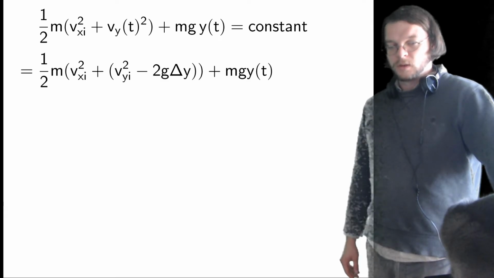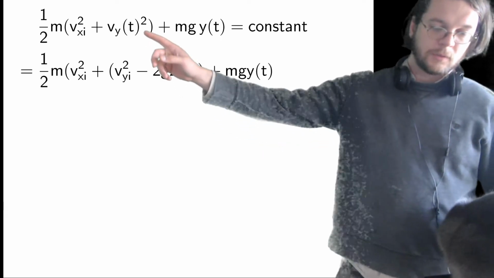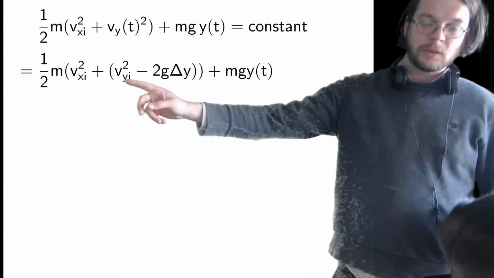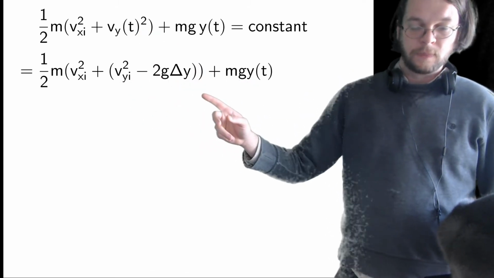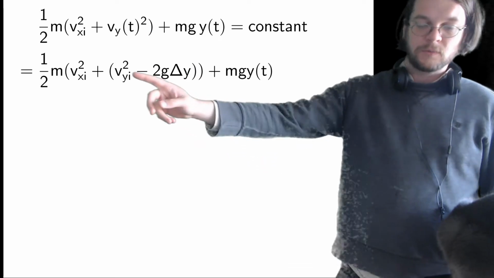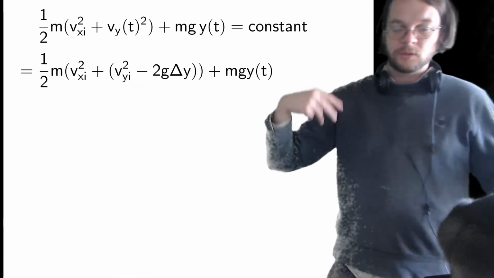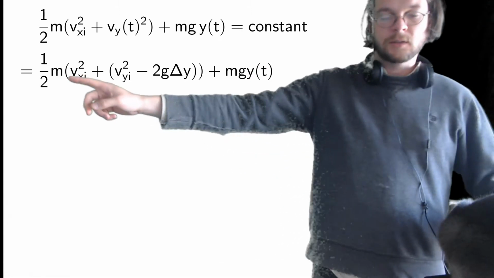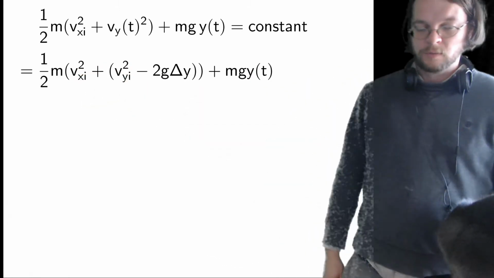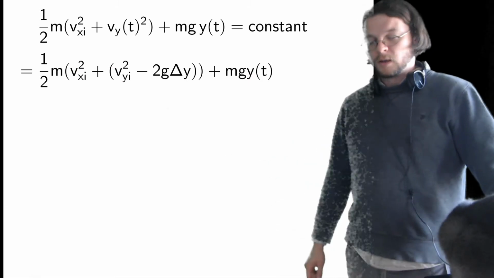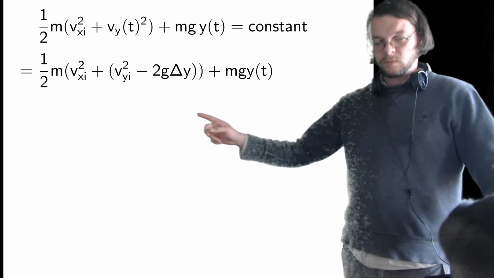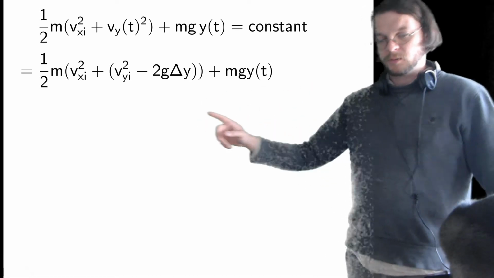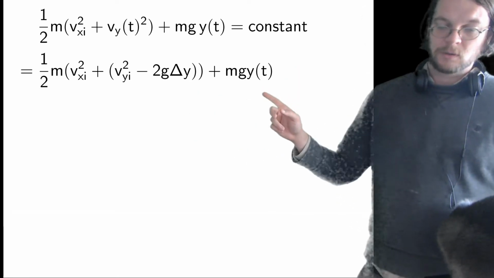In particular, we're going to sub in the Vy as a function of time. So we saw in the previous slide that it was this. So that's what we have so far. The Vyi does not depend on time because that's just the initial velocity in the y direction. The Vxi does not depend on time because that's the initial velocity in the horizontal direction. So right now it's not looking like it's going to add up to a constant, it's looking like there's still some time dependence here.